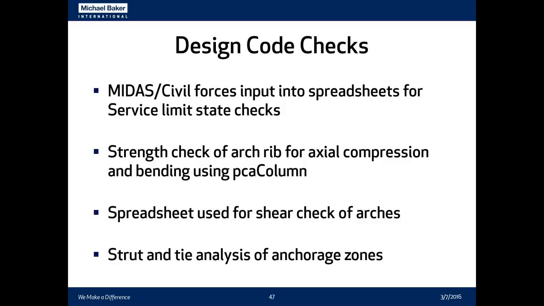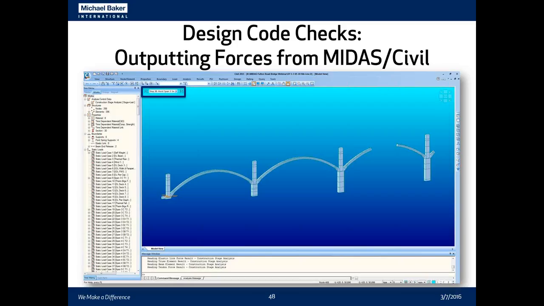So now that we had the bridge modeled in MIDAS, we used the output from the model in spreadsheets which we wrote to perform the AASHTO service limit state checks for the arch ribs. We did strength check of the arch rib for axial compression and bending using the forces output from MIDAS in conjunction with the PCA column program. Again, we used a spreadsheet for shear strength check of the arches, and then strut and tie analysis for the post-tension anchorage zone in the arch segments themselves and the pier bases.